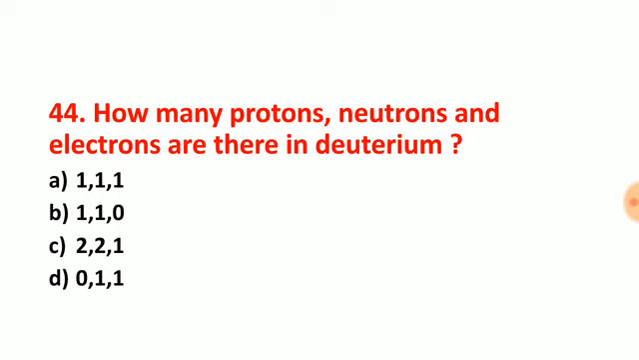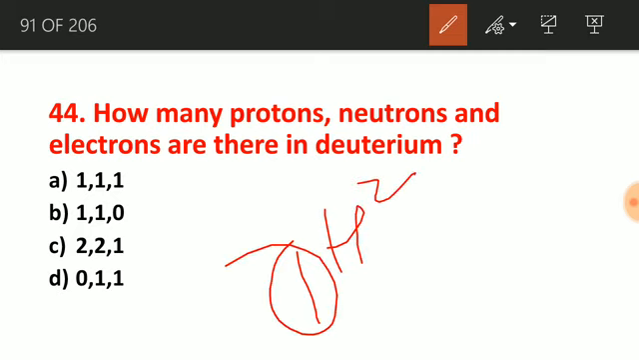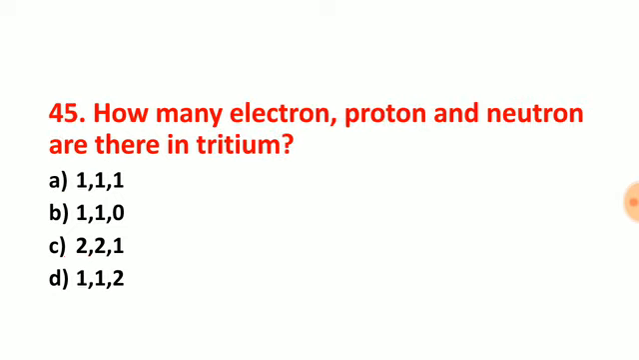Question number 44. How many protons, neutrons and electrons are there in deuterium? Deuterium means 1H2. So this is the number of protons, and if you subtract this you will get the number of neutrons, and the number of protons is equal to the number of electrons. So 1 1 1 is the right answer for question number 44, option choice A: proton, neutron and electron, 1 1 1 in deuterium.